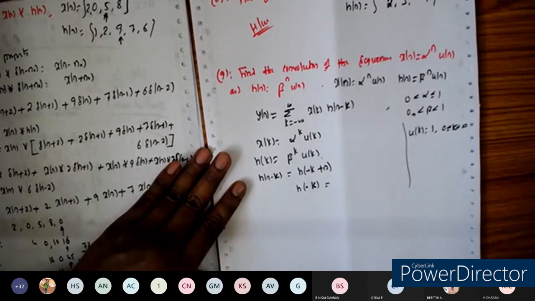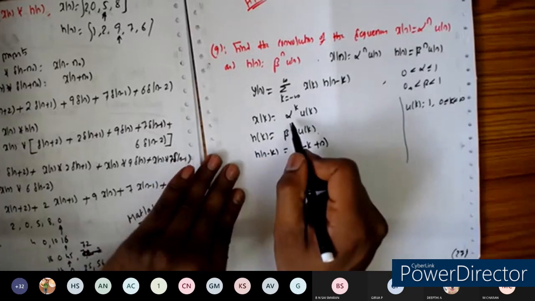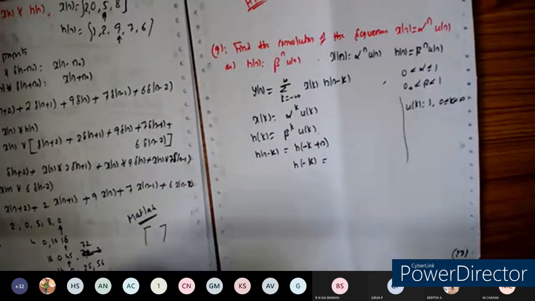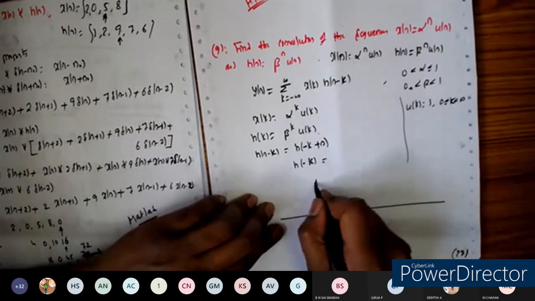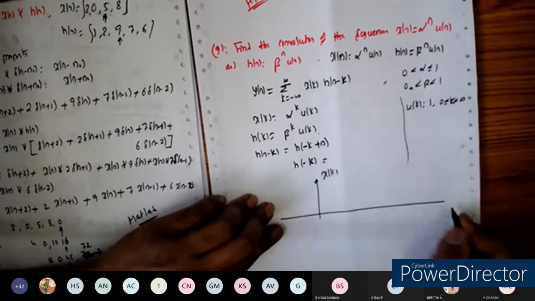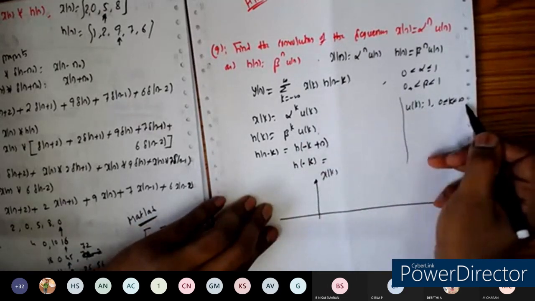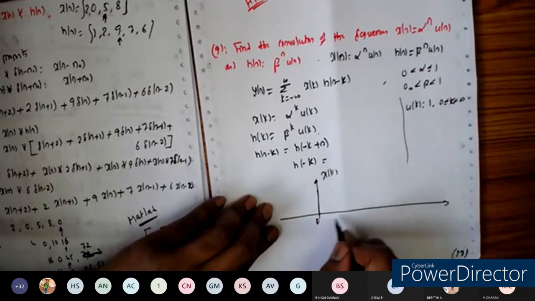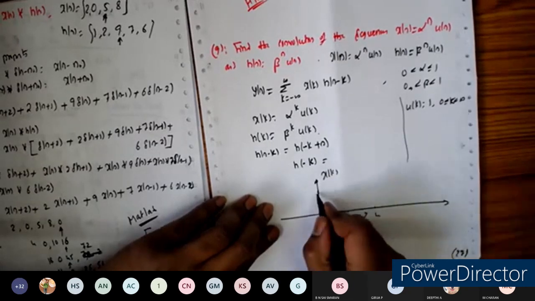First, it is given x of k is equal to alpha to the power of k into u of k. I'm going to plot the waveform for this one. Let us say this is x of k. u of k starts from 0 to infinity, so the sequence is at k equal to 0, then k equal to 1, 2, 3, 4, and so on.